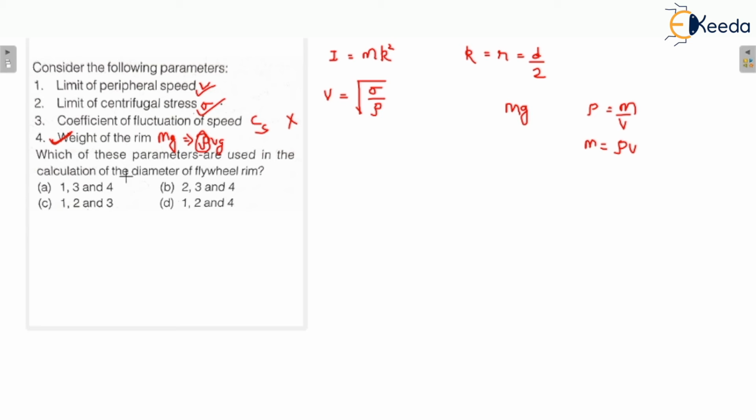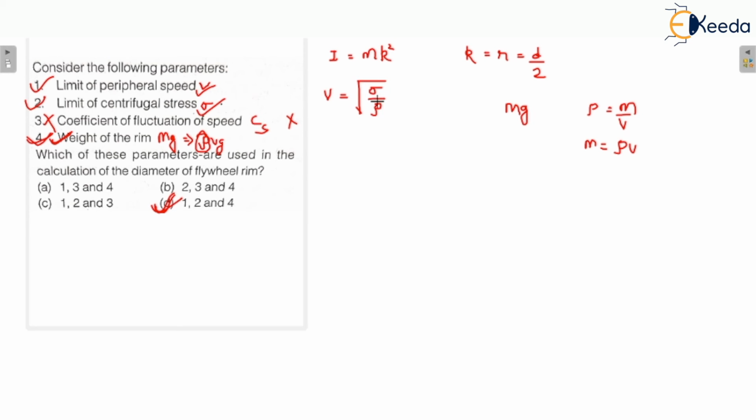So which of these parameters are used in the calculation of the diameter of the flywheel rim? That is nothing but the design of the flywheel rim. When we design the flywheel rim, we get three terms: velocity, stress and density, that means the weight of the rim. There is no term in the formula for the coefficient of fluctuations of speed. So only statements 1, 3 and 4 are correct, so option D would be the correct answer for this question. It is directly or indirectly talking about the design of the flywheel.